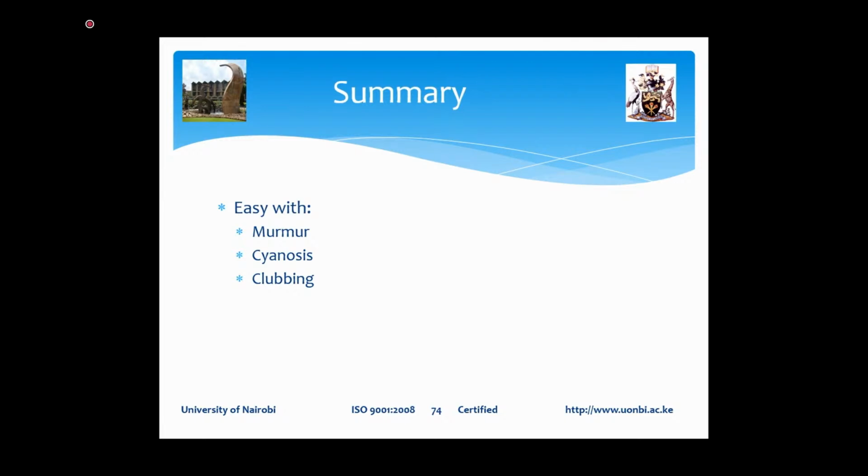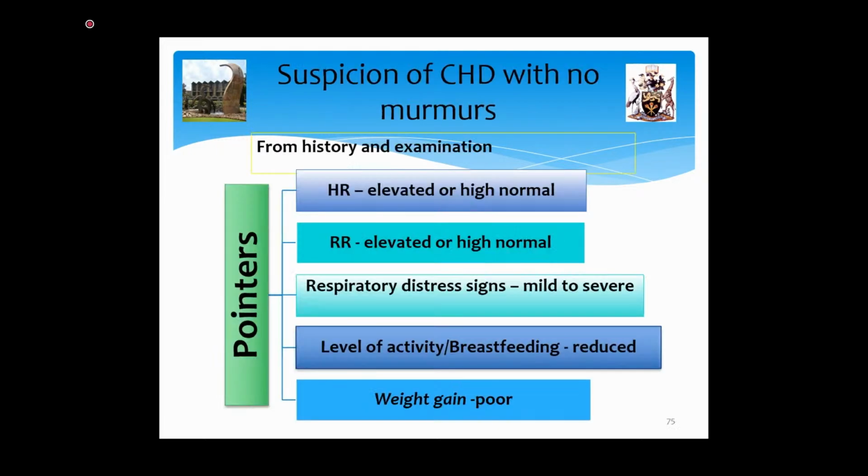It's easy to diagnose children with murmurs, cyanosis, and clubbing as having cardiac disease. What we need you to focus on is, when you meet this, refer them for cardiac evaluation. For those that do not have a murmur, suspicion of congenital heart disease will be based on your history. The pointers will be an elevated heart rate, high or high normal. They might have tachypnea, even if they are very calm and happy and looking well. If they have tachycardia and tachypnea, please refer.